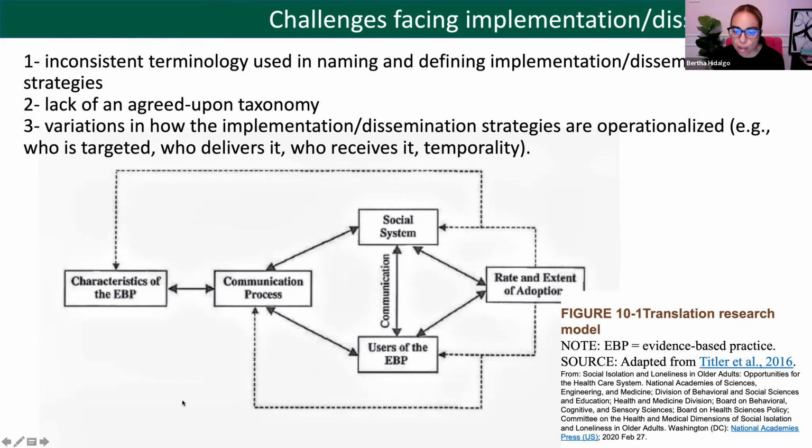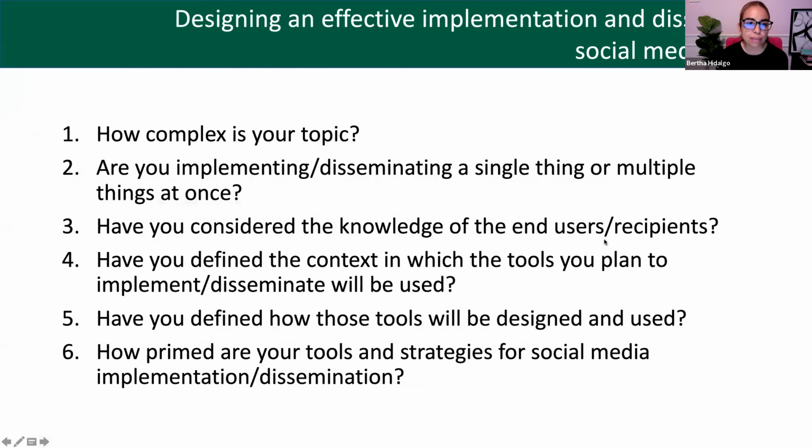This figure comes from Titler and others from 2016, social isolation and loneliness in older adults, opportunities for the healthcare system. I really loved the figure because it talks about the way in which you can use communication to increase the rate and extent of adoption of information and strategies. And so it's a great way to think about, in the context of the work that you're doing, ways in which you can get at the end user, understand the social system such that you're increasing the uptake and knowledge transfer of the information or strategies that you're trying to convey.